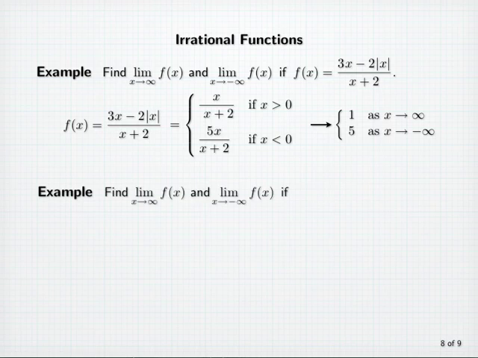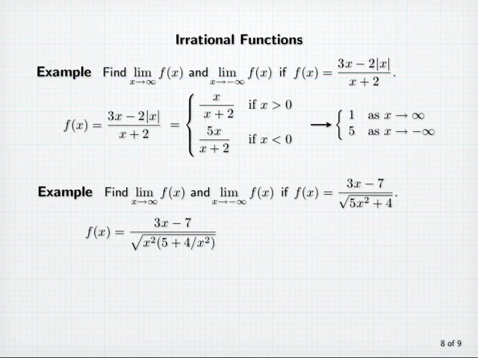Here's another example. Find the limit as x goes to infinity and the limit as x goes to minus infinity for the function f of x equals (3x minus 7) divided by the square root of (5x squared plus 4). Let's first factor out x squared from the two terms inside the radical in the denominator. 5x squared plus 4 is equal to x squared times (5 plus 4 divided by x squared). Now let's rewrite the denominator as the square root of x squared times the square root of (5 plus 4 over x squared), and rewrite the square root of x squared as the absolute value of x.